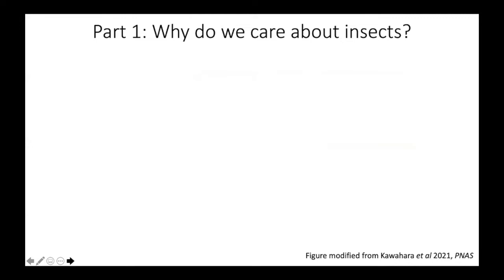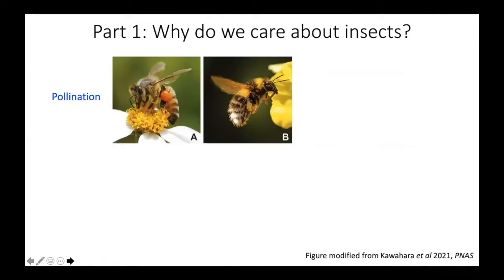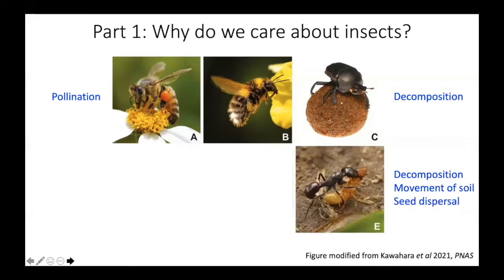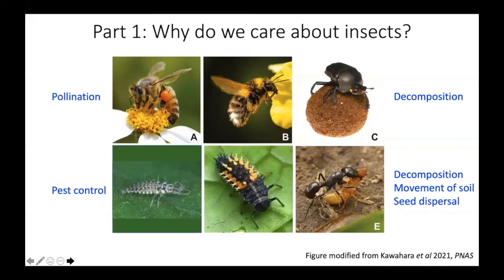With this audience, I'm probably preaching to the choir when I say that insects play vital roles in ecosystems. Of course, they pollinate our plants, which produces not only beautiful flowers, but also many of the fruits and vegetables that we eat. Second, some roles that we don't think about as often: beetles and termites help us to decompose wastes and dead plant and animal tissues. Ants actually play a lot of important roles, including decomposition, the turning and aeration of soil, and even dispersal of some seeds. And predatory insects help to control the populations of other species that otherwise can become pests.